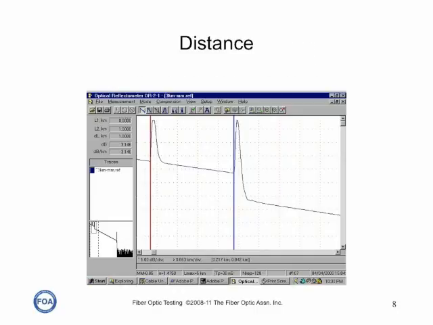If we're just measuring distance, we will put the markers at the same place at two events. So in this case, we're putting them preceding the event where there's a nice sharp transition up to the reflectance peak. And so we can read the distance between the two markers as the length of that segment of the cable.